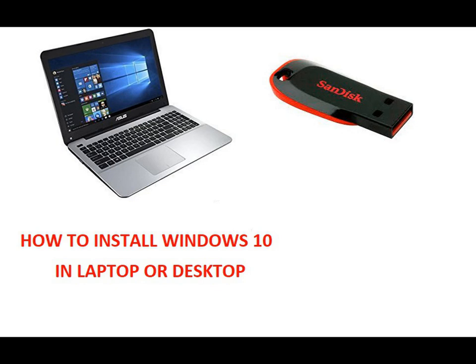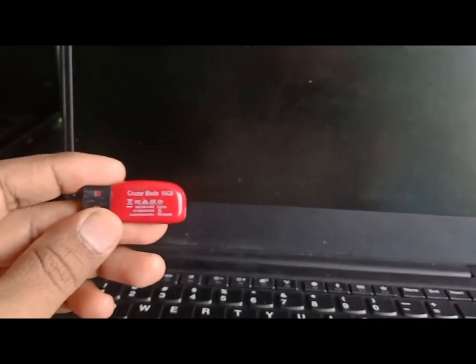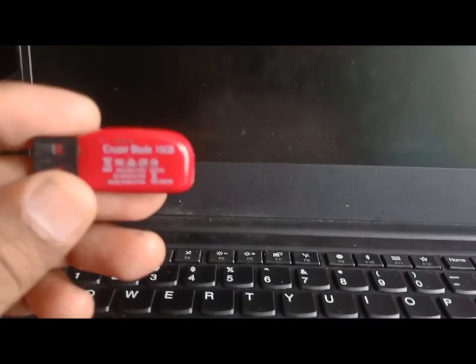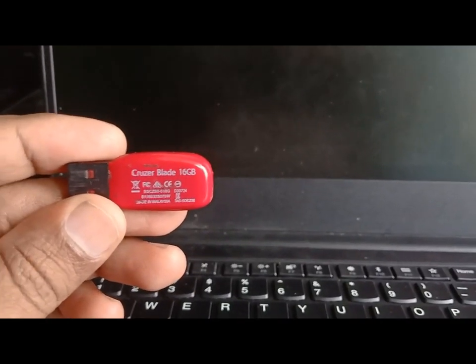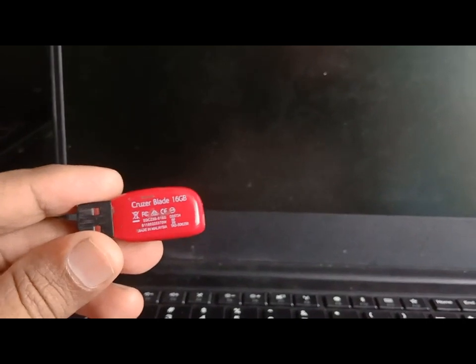So I have a pen drive that is 16 GB. Before installing Windows, you should have a minimum 8 GB or 16 GB pen drive. Now I have this 16 GB pen drive. In this pen drive, I already made it bootable with Windows 10.